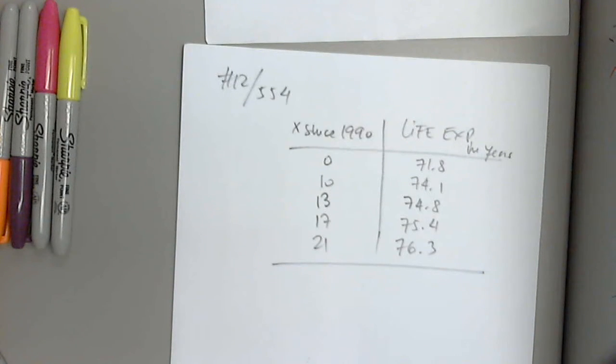First, I would like to see these points. Notice one very important thing. X starts from 0 to 21, so I have to make sure that the viewing window has 0 to 21 on the x-axis. And I have to make sure that this includes 76, right? So I'm really interested in 71 through 77. So on the y-axis, I will go to 80 because I need to see those 5 points.